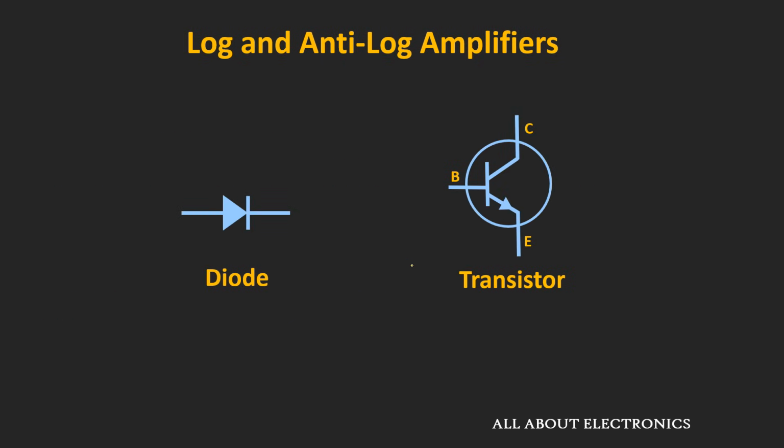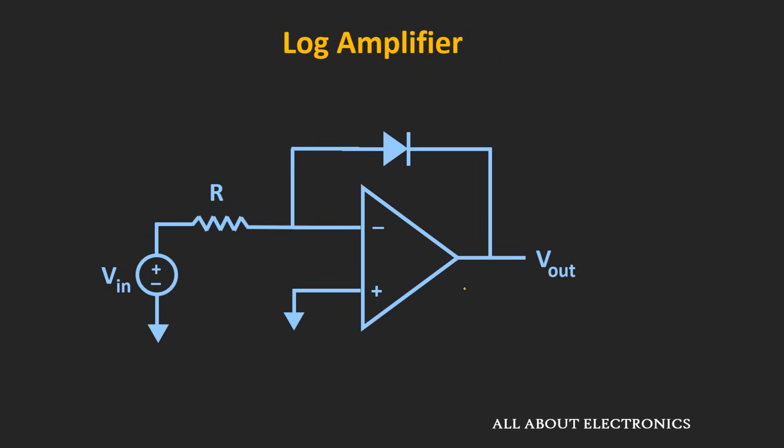Now these log and anti-log amplifiers can be designed by using the diode and the transistors. So first we will design this log and anti-log amplifiers using the diode, and later on we will modify the circuit for the further improvements. So here is the simple circuit of this log amplifier which is designed using the diode and the op-amp. So here this diode is connected in the feedback path between the output and the inverting input terminal.